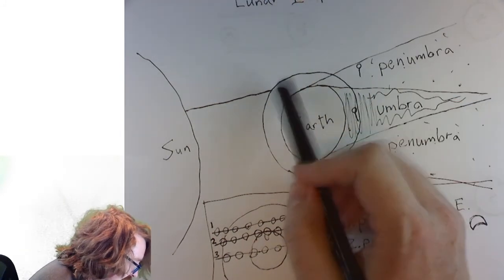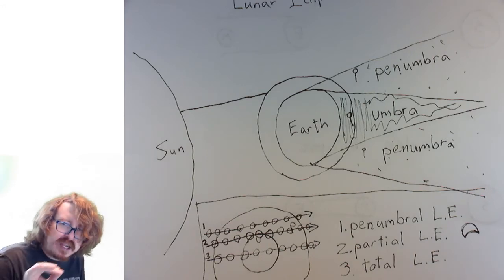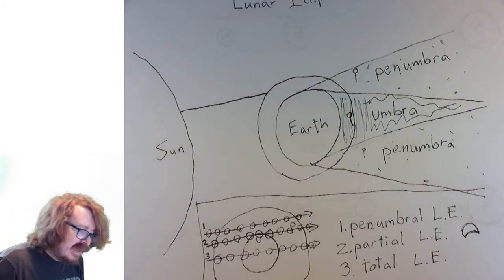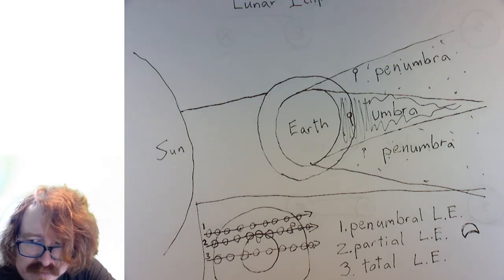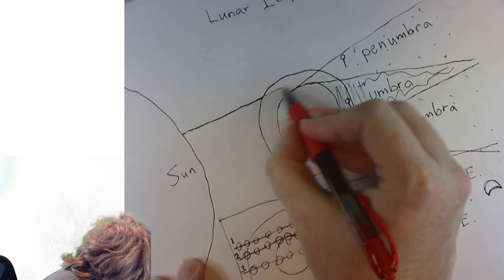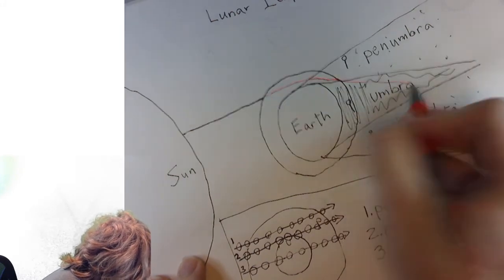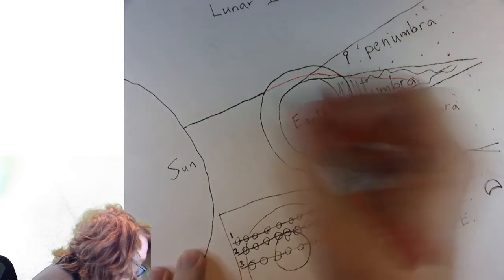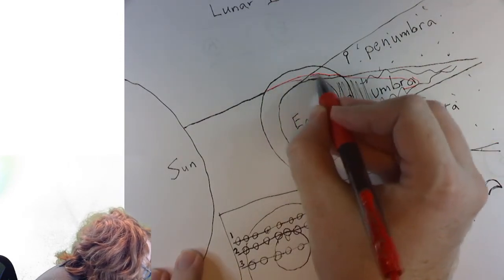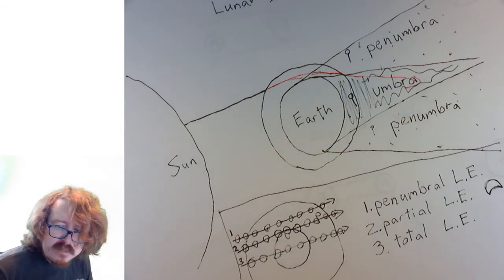Now, check this out, though. As soon as that light enters the atmosphere, it's going to start to refract, right? It's going to bend. And that means that some of that light is going to end up bending down so that when it comes out of the atmosphere, it will go into the umbra. The refraction causes that bend there and causes some of it to come into the umbra.